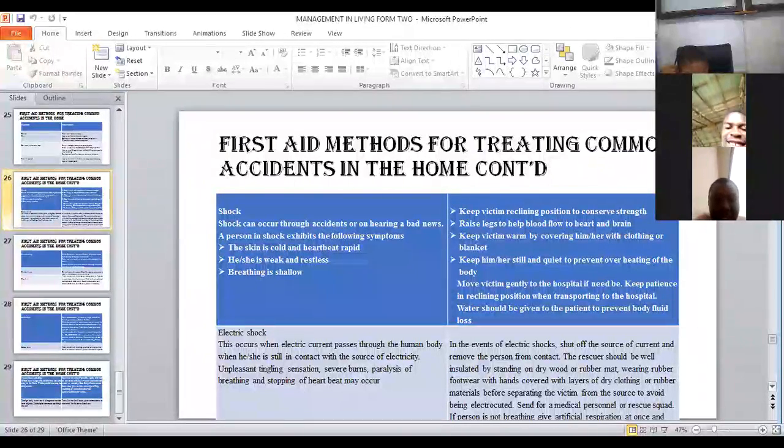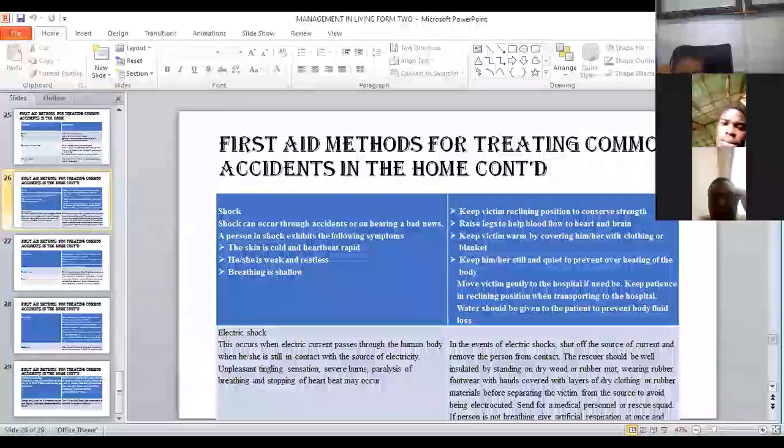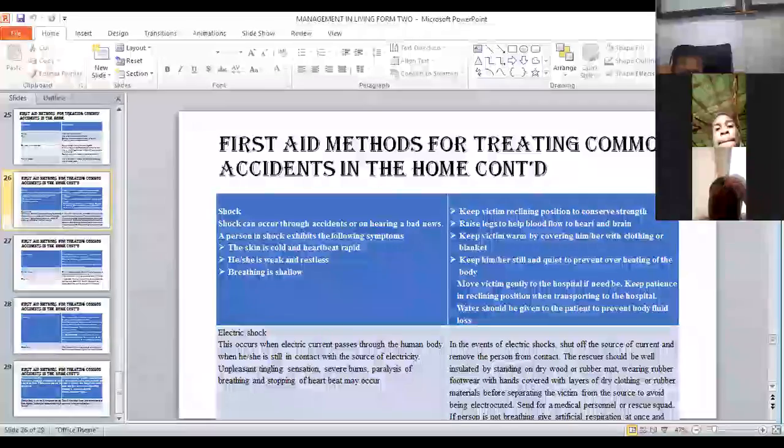You are just there, and then you get information that a relative or a friend is involved in an accident. The shock alone can make you faint. Do you know that? Yes. And when people get this kind of shock, their heart will beat very fast. Some will become weak and restless, or the death of a loved one can also cause a shock.